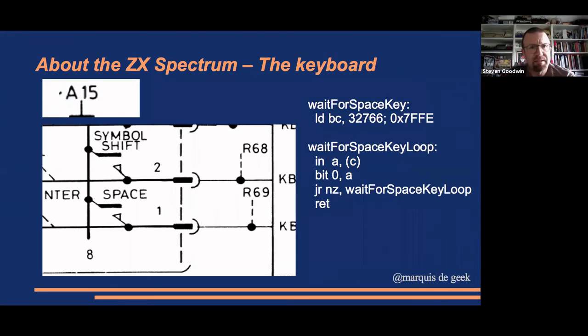So here is the practical example from the code. It's the code that waits for the space key to be pressed. This happens at the beginning of the game. And for that, we have A15, the most significant bit. So we load in that address, which is 7FFE, and we send that off to the out instruction, which goes on to the input-output bus, and that gets picked up by the keyboard. Now, A15 is 0. That's because the 7 is there. So it sends everything in that column down to 0.